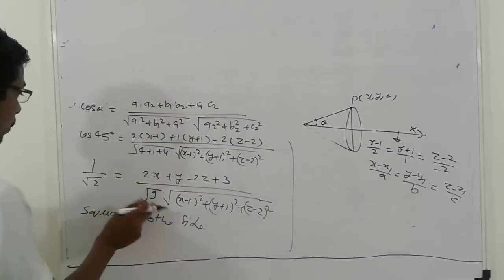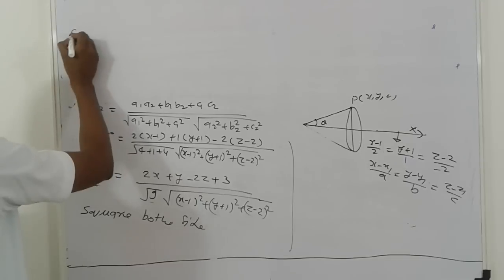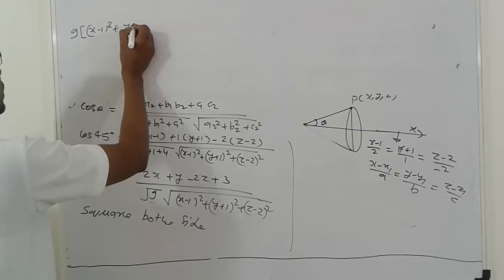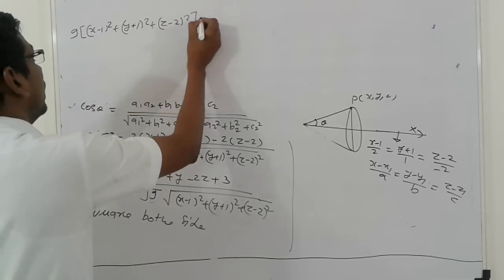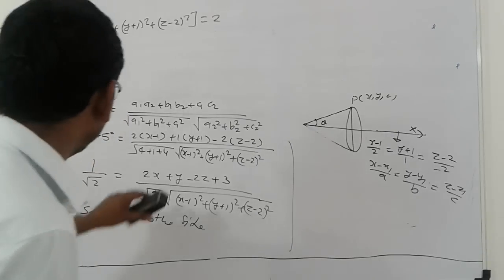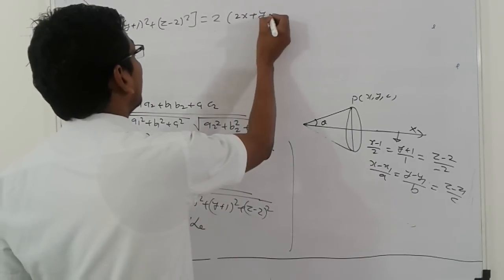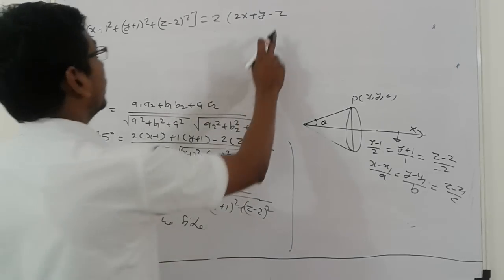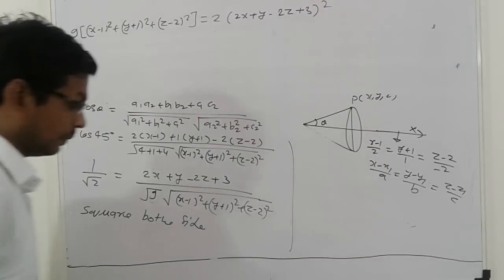So 1 upon root 2 means total 2 here goes and that is 9, means we get here 9 times (x minus 1) whole square, (y plus 1) whole square, (z minus 2) whole square is equal to 2 into here 2 into (2x plus y minus 2z plus 3) square. एग्जाम्पल.